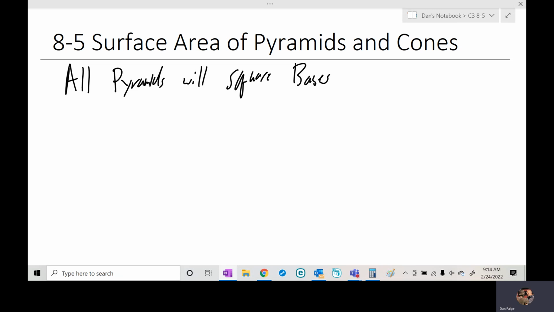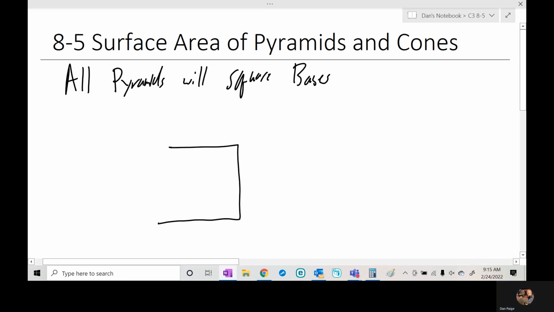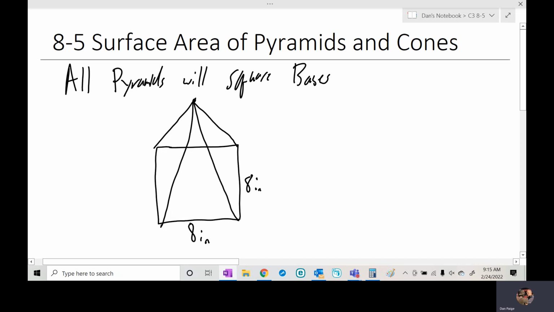All right, so let me explain what we're doing and how we do all this stuff. So we're going to draw a square. Like I said, they're all going to have square bases. And we'll have the two sides, we'll go with 8 inches and 8 inches. And then we're going to have a dot, and then we'll draw the lines. You're not going to have to draw these in your homework. You don't need to draw this. You are going to draw the net, though. This is what's going to be in your book.